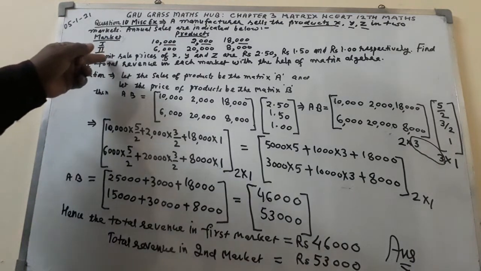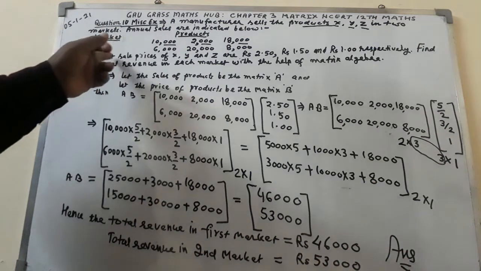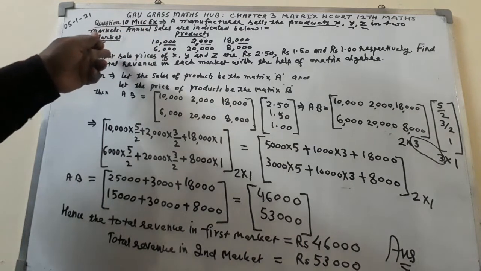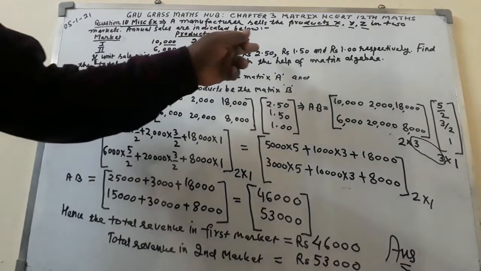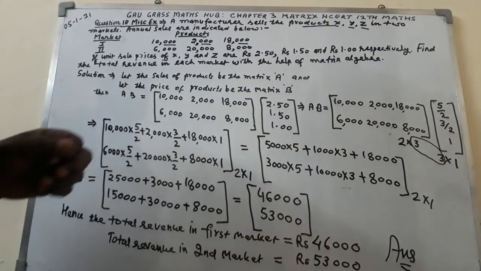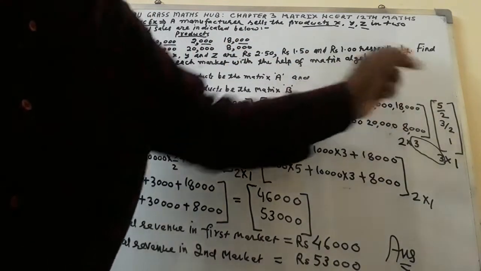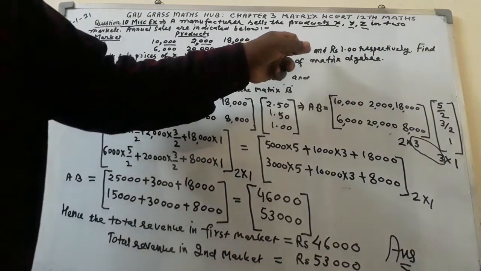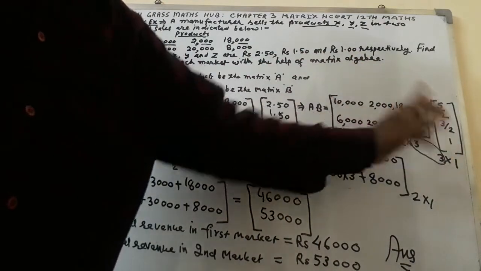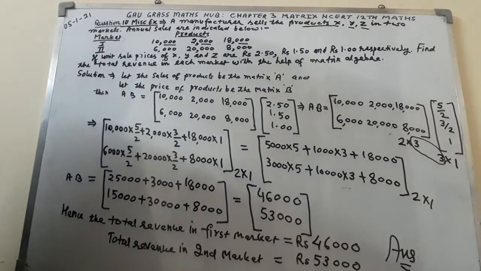Here it says unit sale price means unit sales price in rupees. So the sale price of one unit of X is rupees 2.50. Accordingly I have converted 2.50 as 5 over 2, 1.50 converted into 3 over 2, and 1.00 converted into 1. So respectively multiplication.